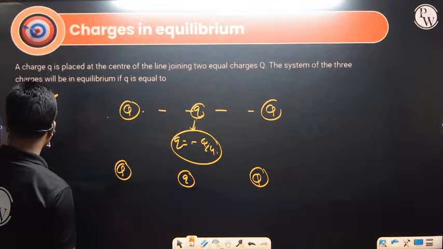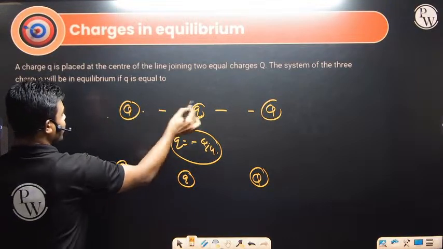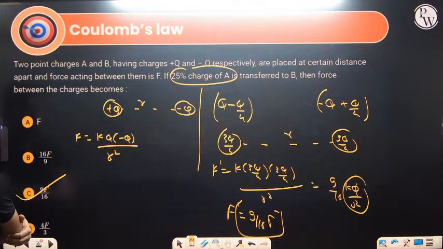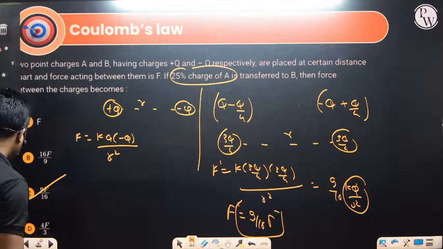Wait. So here we have two charges, Q and Q, and this is minus Q by 4. So we are getting this. This is correct, Anish Pandey, this one is correct. The answer is option C only. I don't know which one you're saying is wrong.